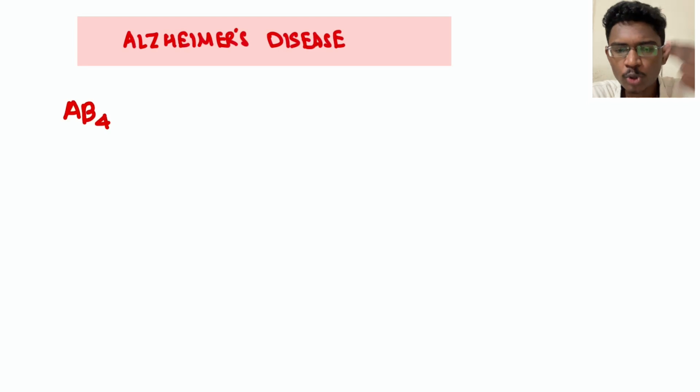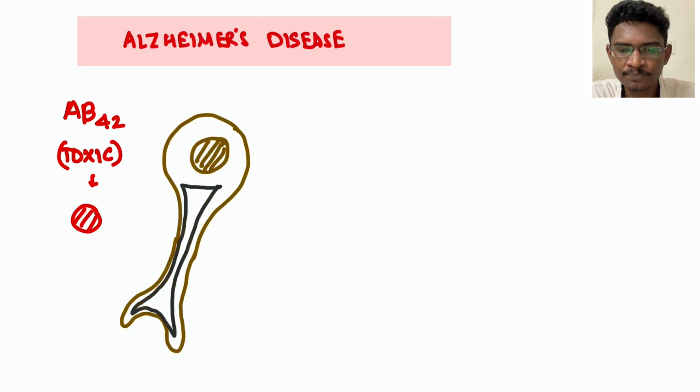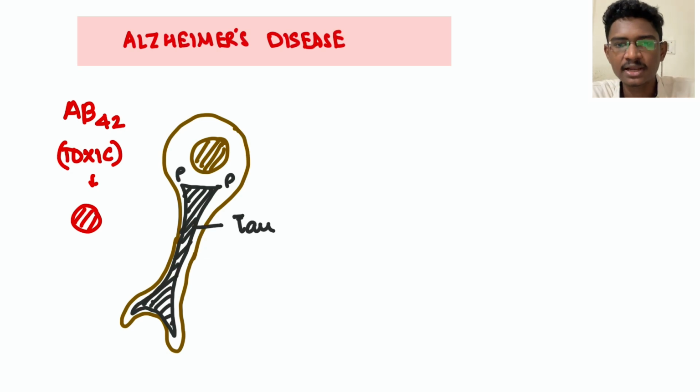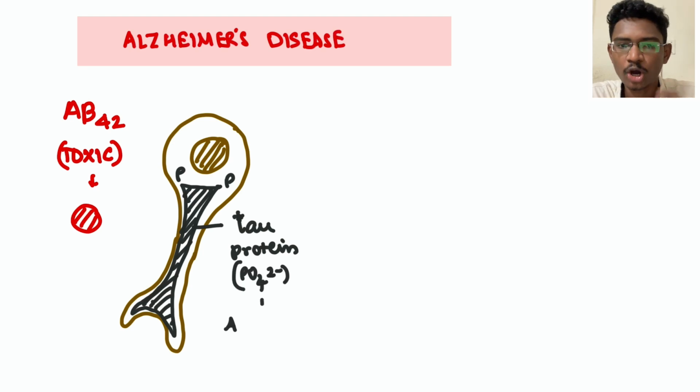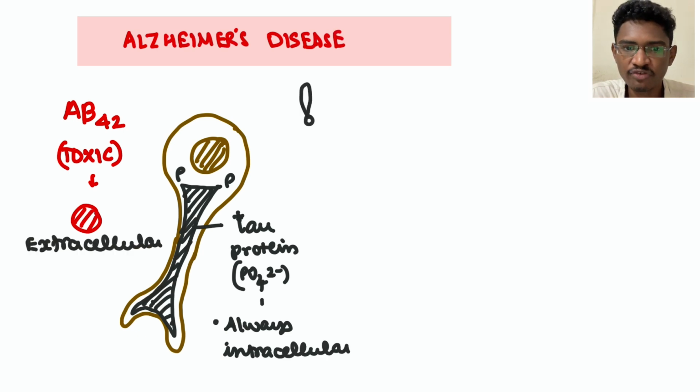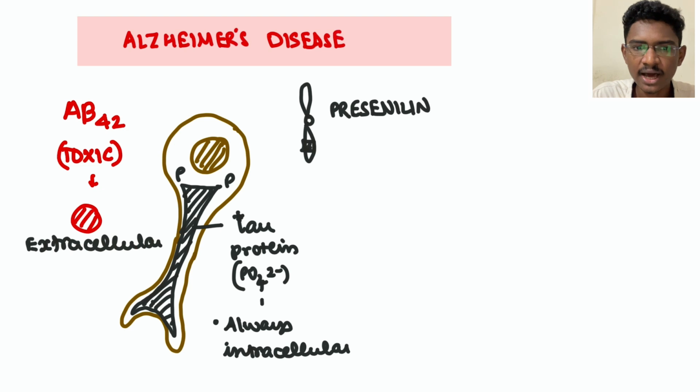hyperphosphorylated tau protein. Alzheimer's disease is a tauopathy, meaning these tau proteins are normal microtubule proteins. They will be present within the cell, and these proteins will be accumulated in excess and phosphorylated in excess, leading to formation of hyperphosphorylated tau proteins, which we call neurofibrillary tangles. And the A beta 42 are the extracellular amyloid depositions. We also call them amyloid plaques.